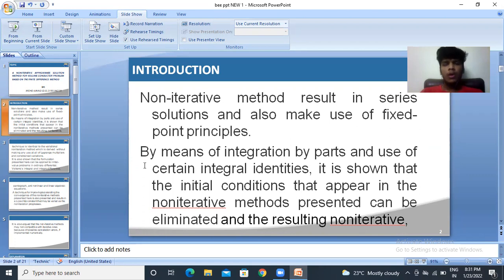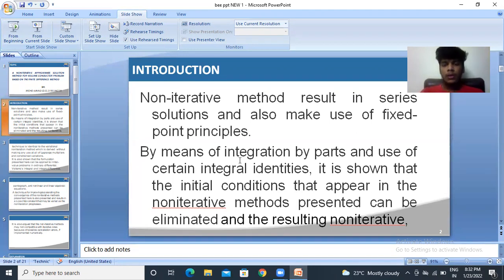So we all know what integration is. We have studied it in the 12th standard. Normally these non-iterative methods are done by integration by parts and with the use of certain integral identities. We have learned some integral identities in the 12th standard, so using that, we can do the non-iterative methods. Integration by parts is a subtopic in the integration concept.